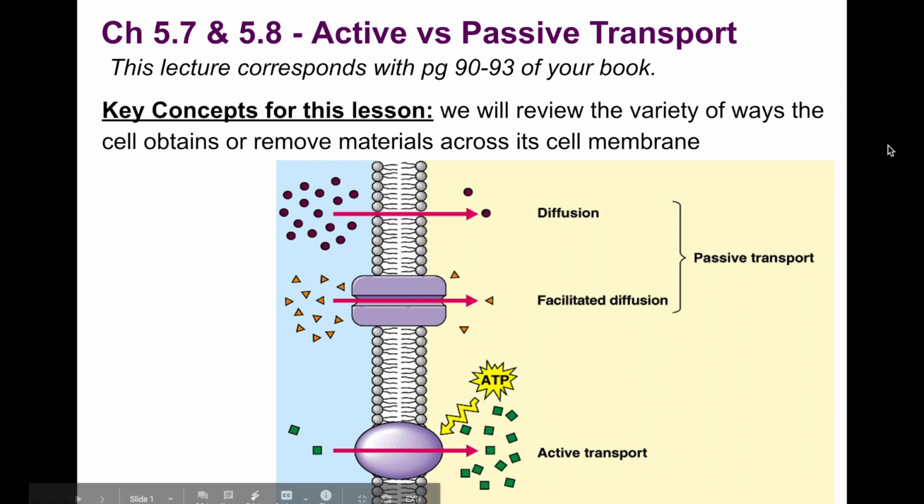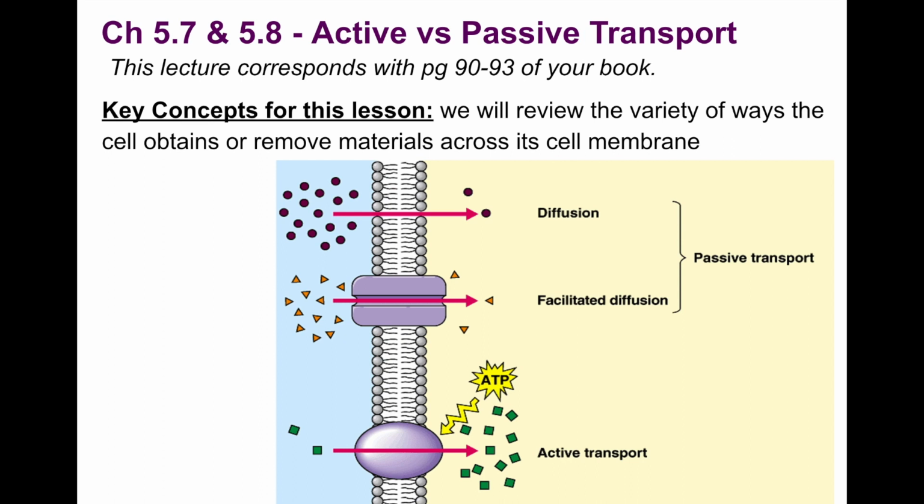All right, everyone. Hi, this is a lecture for chapter 5.7 and 5.8. We're going to cover active and passive transport. This corresponds with pages 90 through 93 of your textbook. And in this lesson, we're going to go over all the very many ways your cell obtains or removes materials by moving things across its cell membrane.